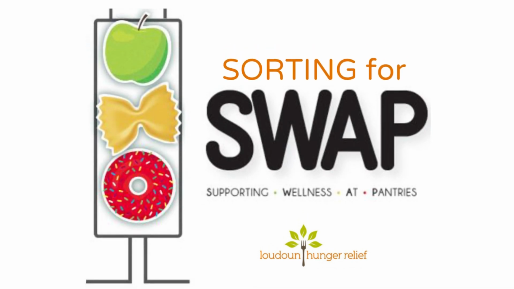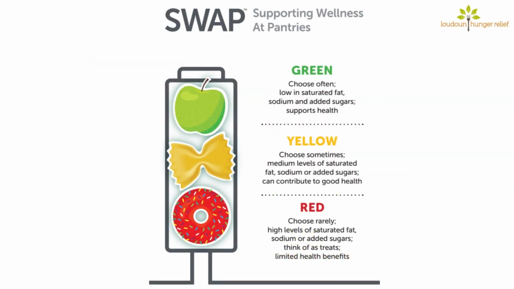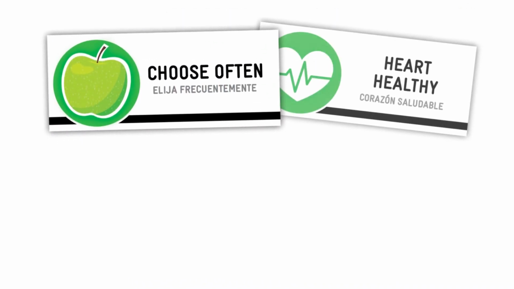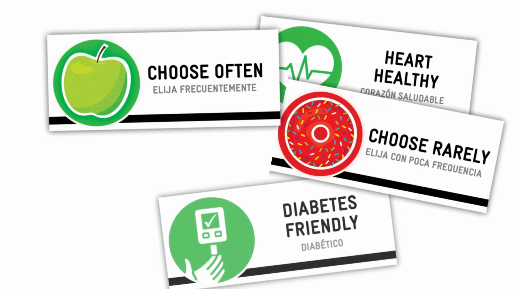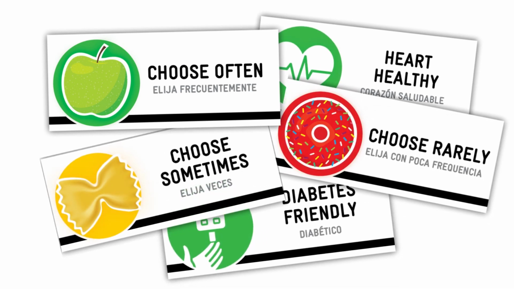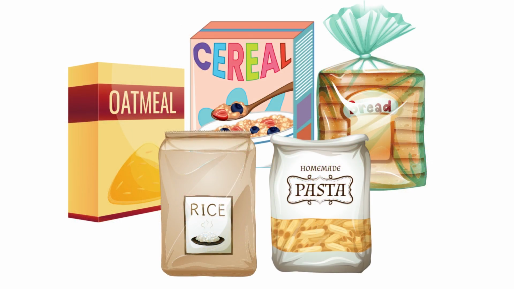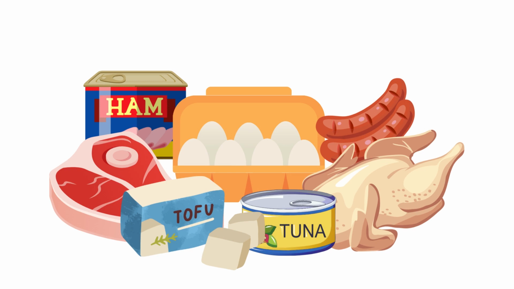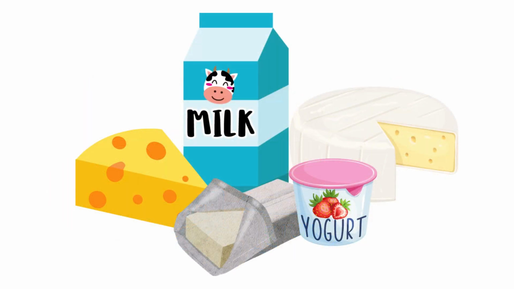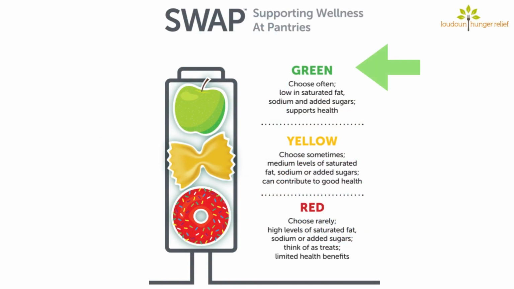We are back today to learn more about SWAP, the traffic light system that will highlight the more nutritious food choices at our pantry. Before we can offer SWAP choices to our neighbors, we must sort the incoming food according to their categories, such as fruits and vegetables, grains, protein, dairy, much like we already do. Then the food is ranked according to SWAP.